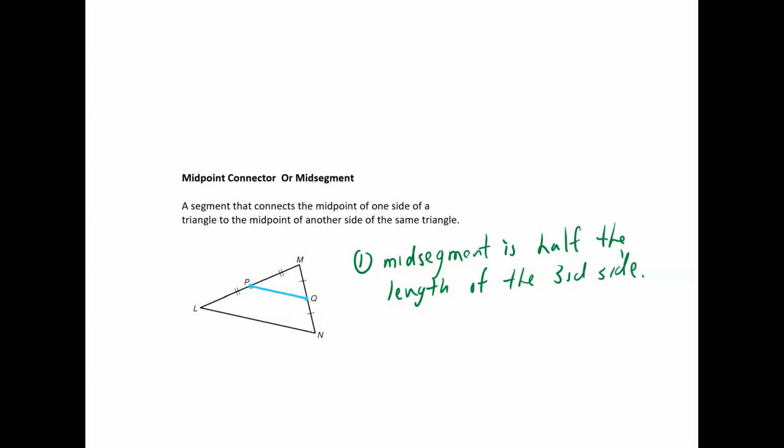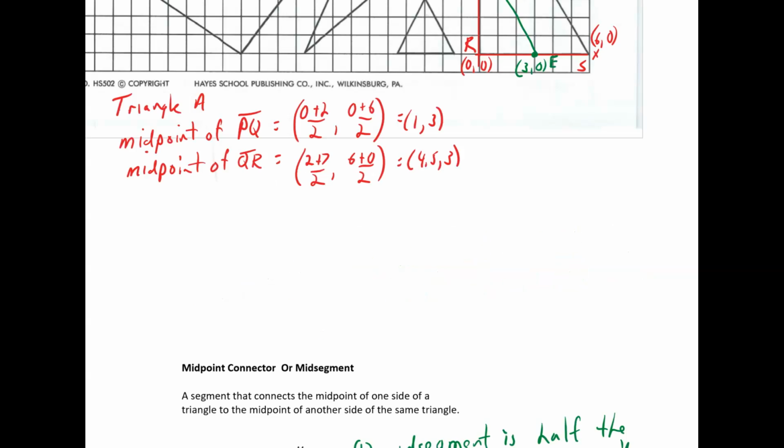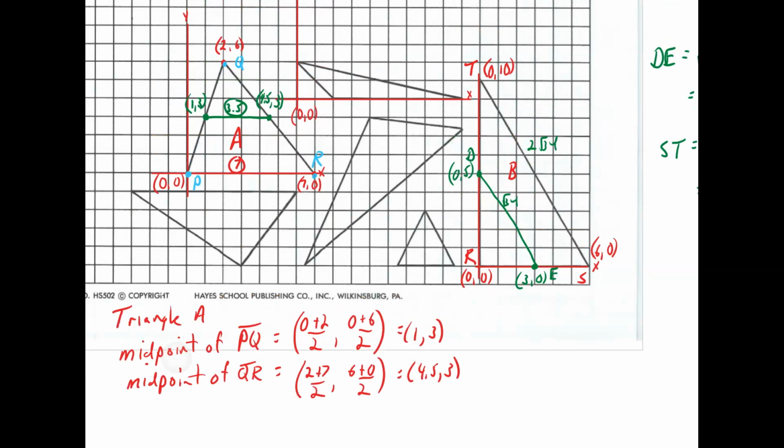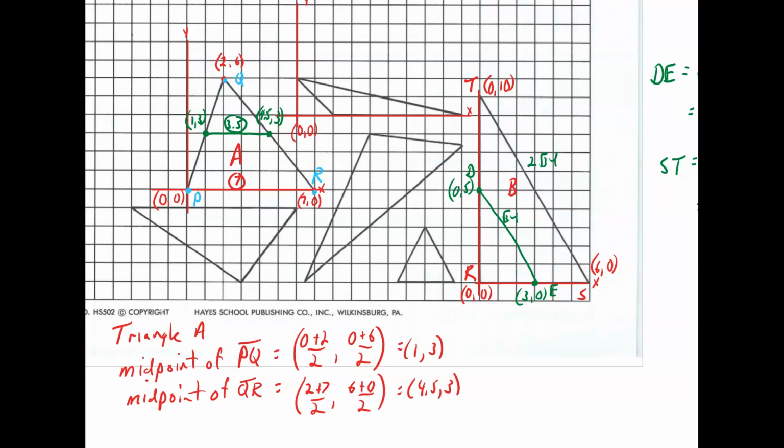Ready to practice something else? Let's practice slope. Well, let's first look at these first two. Now, these first two in triangle A, the slope of the midsegment and the slope of side PR, they're both 0, right? They're horizontal lines, so the slopes are 0. So these two are parallel to each other. So the midsegment is parallel to the third side in that triangle.